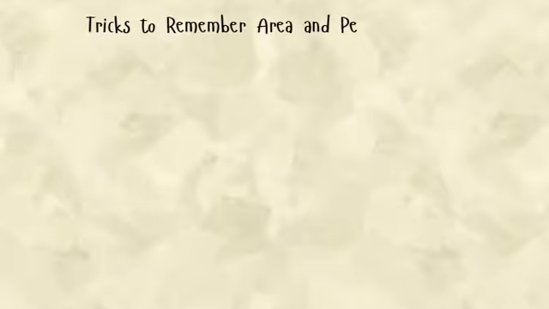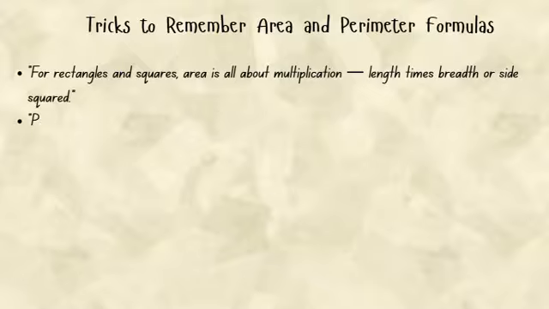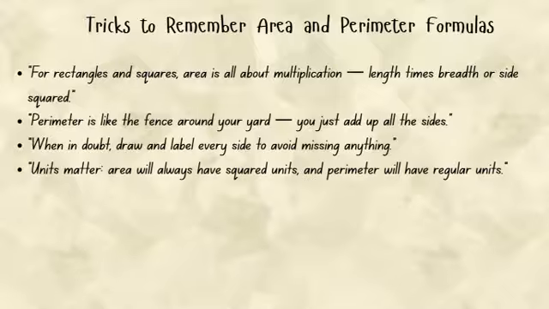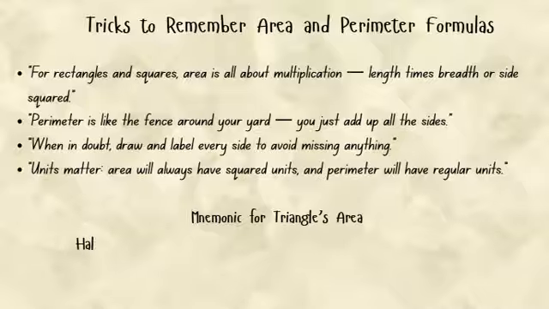Here are some useful tricks to remember formulas easily. For rectangles and squares, area is all about multiplication: length times breadth or side squared. Perimeter is like the fence around your yard. You just add up all the sides. When in doubt, draw and label every side to avoid missing anything. Units matter. Area will always have squared units, and perimeter will have regular units. Using mnemonic devices or rhymes can help. For example, for triangle area, half the base times height. That's a rule that's always right.